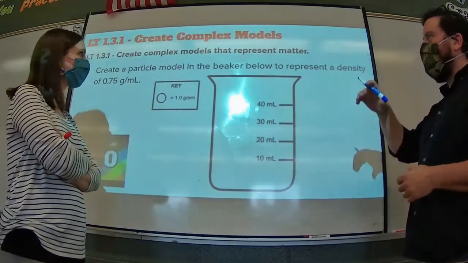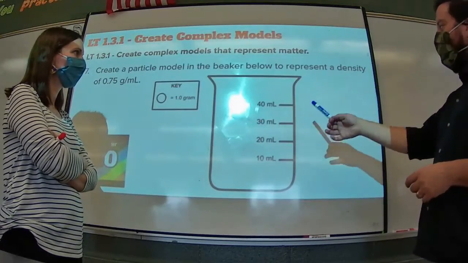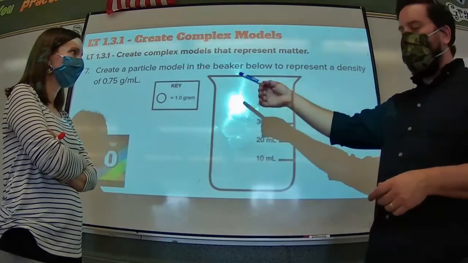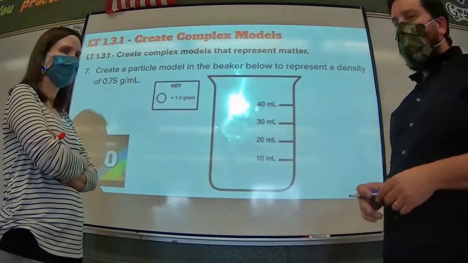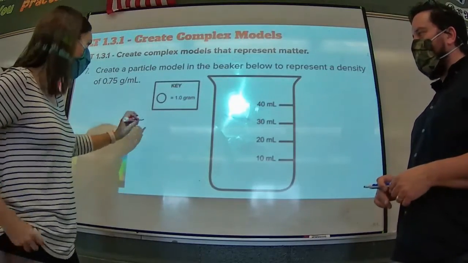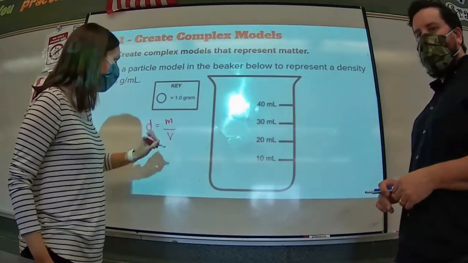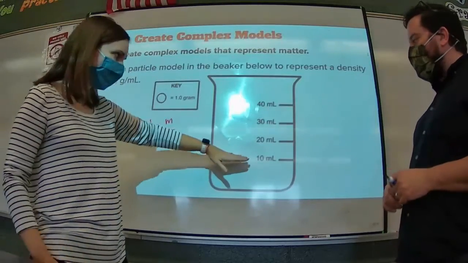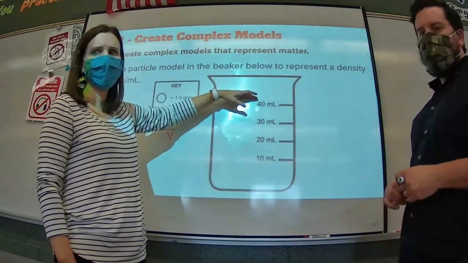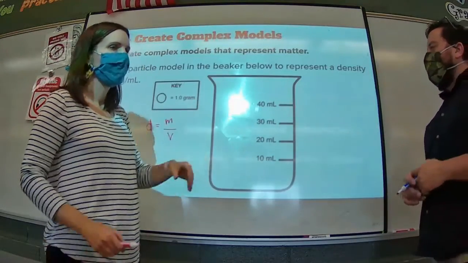So here we have learning target 131, a complex model. And you're asked to create a particle model in this beaker that represents a density of 0.75 grams per milliliter. So the best way to think about this is remember that density is equal to mass divided by volume. So we have 4 different volumes you could choose from, right? 10 or 20 or 30 or 40.